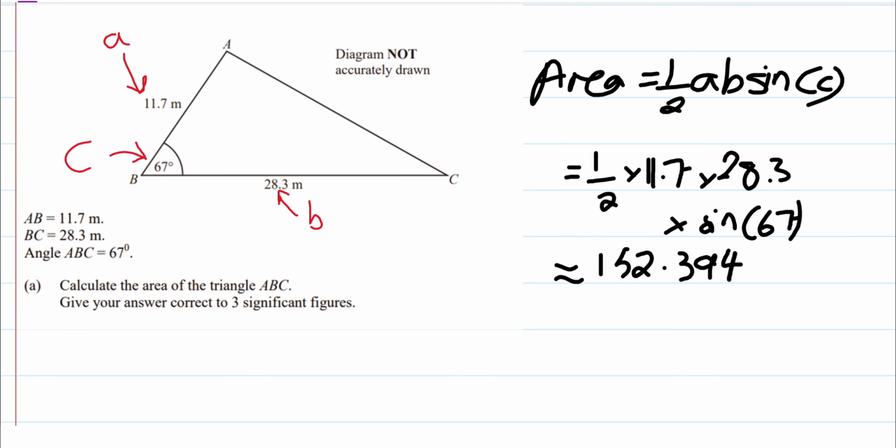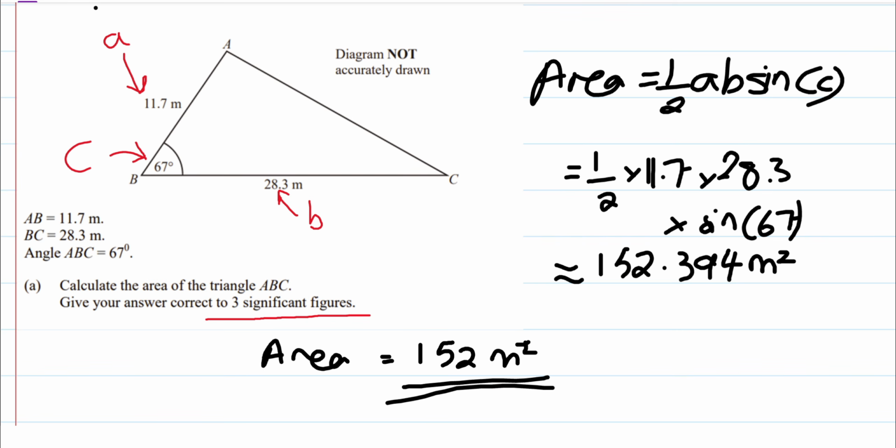However, it's important to check two things. One, make sure you include the units, which in this case is meters squared. And two, make sure you read the question and ask how many significant figures it wants. In this case, the question asks us for 3 significant figures, and so we will round our answer appropriately. This gives us that the final area of the triangle is equal to 152 meters squared, as this is 3 significant figures when rounded. And there we have it.